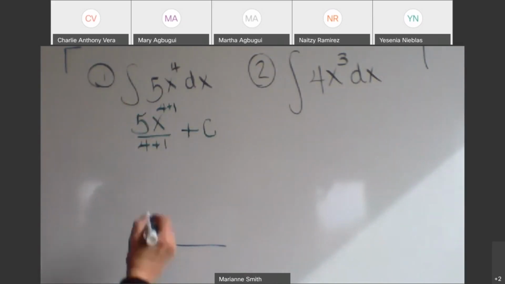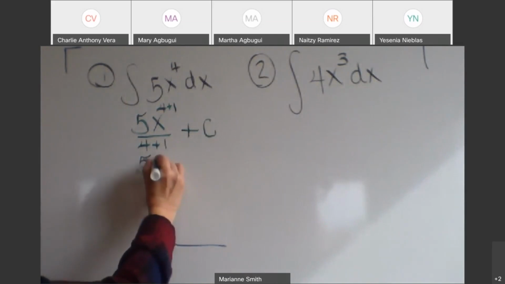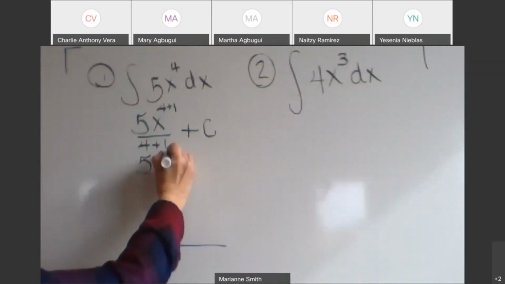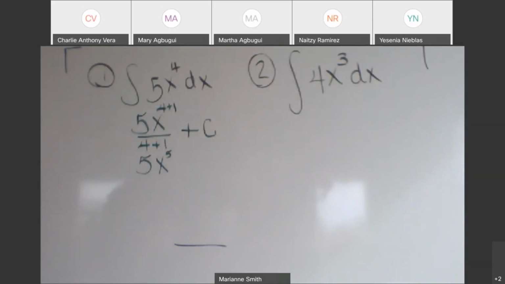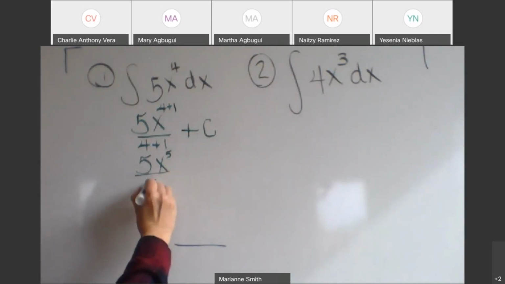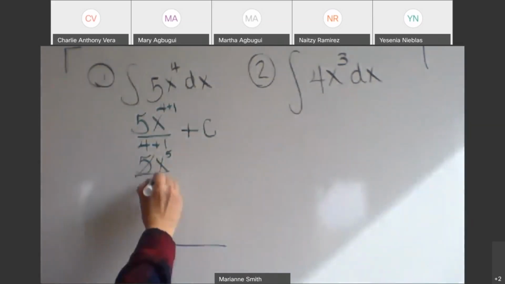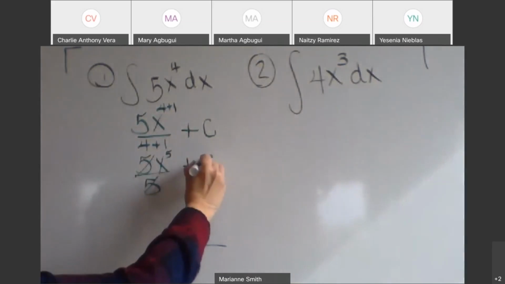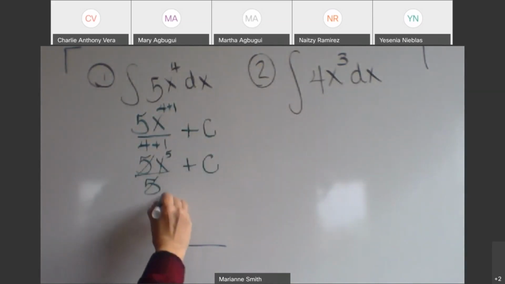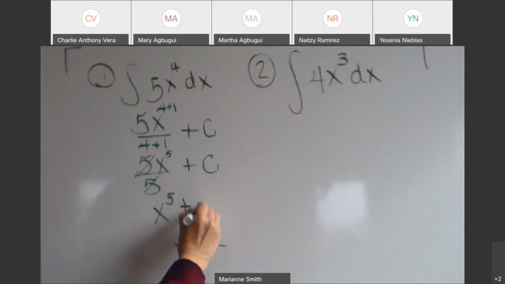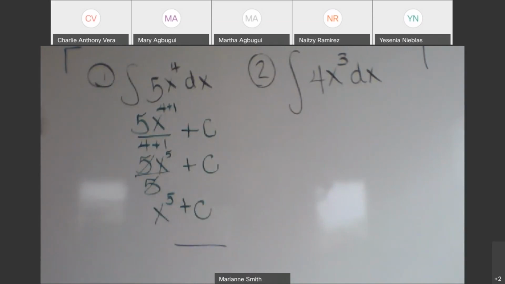If I simplify this, I'm going to get 5. 4 plus 1 is 5. So 5x to the 5th over 5. And you can see these cancel out. So my final answer is x to the 5th plus c. Which, the majority of you who typed in the chat did get that.